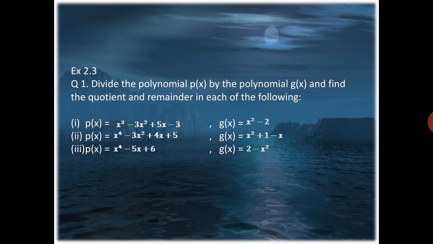Second sub question, p of x is x raised to power 4 minus 3x square. Herein the x cube term is not there. So in such cases we introduce that term by writing 0 x cube, that is, plus 0 x cube is introduced after x raised to power 4.